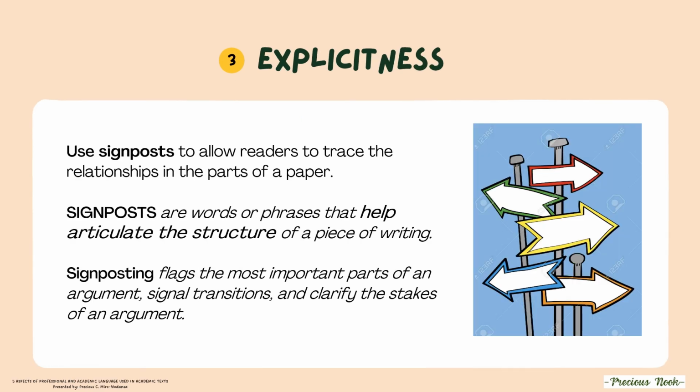Being explicit means being clear. In academic writing, an author may use signposts to allow readers to trace the relationships in the parts of a paper. The readers may find it easy to follow when signposts are used by the author. Signposts are words or phrases that help articulate the structure of a piece of writing. Examples are first, second, having considered that, because of this, as a result, and so on. Signposting flags the most important parts of an argument, signals transitions, and clarifies the stakes of an argument.